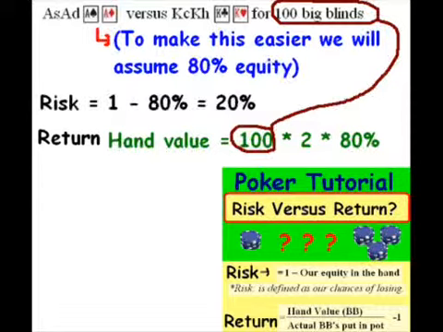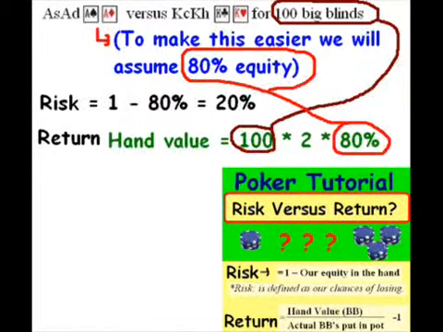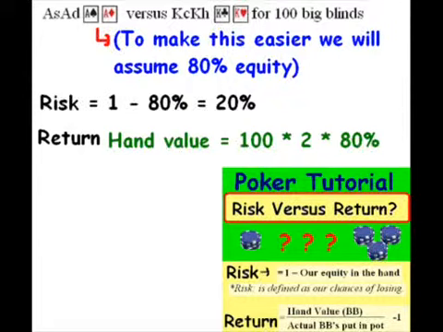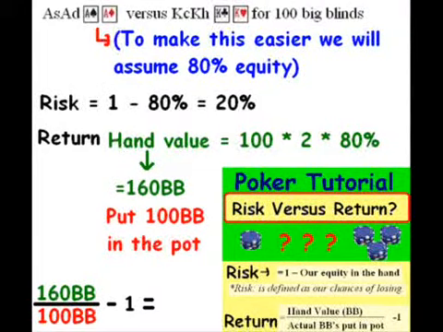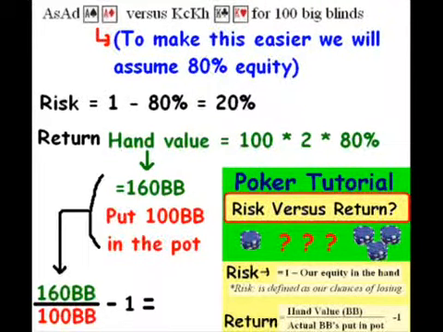Now our return equals our hand value of 100 big blinds times 2, because there are 2 players, and then times the 80% equity we have. So it's going to be 200 times 80%, which comes out to a total of 160 big blinds. So that is our return. We're getting 160 big blinds, and we're putting 100 big blinds in the pot. Now, if you remember the formula we had, it's in the bottom right hand corner. We take the 160, divide it by 100 big blinds, and then subtract 1, and that's going to give us a total of 60%.